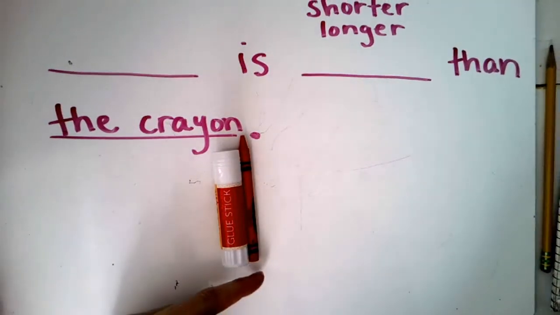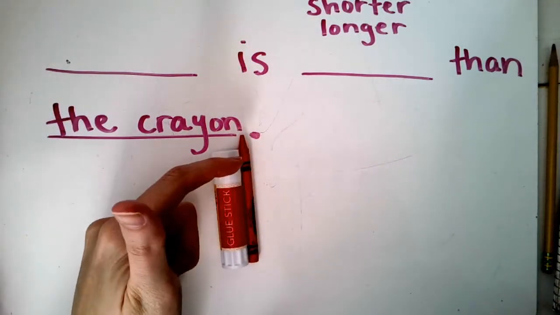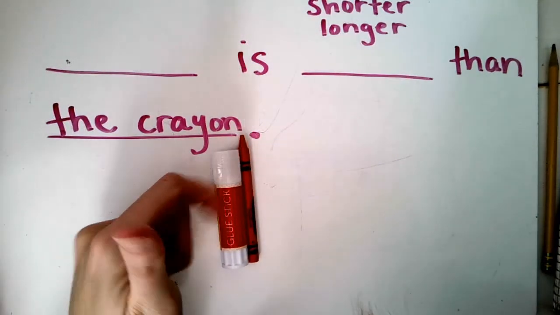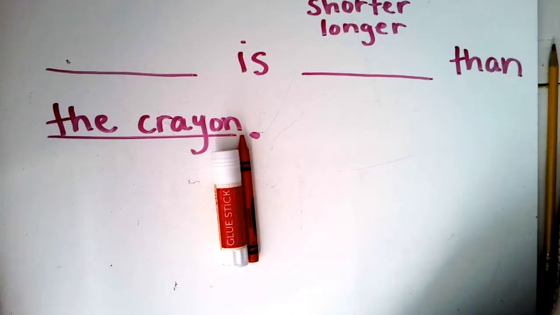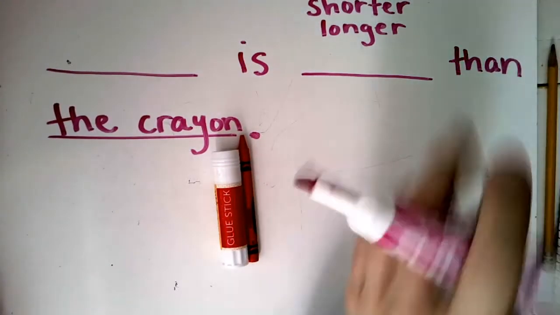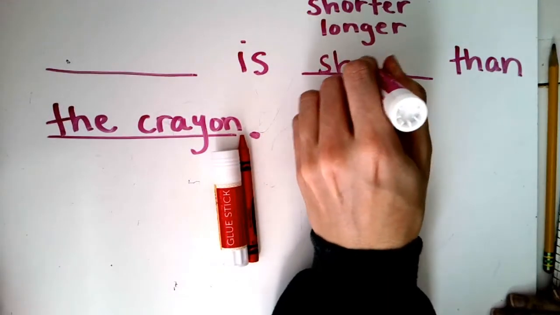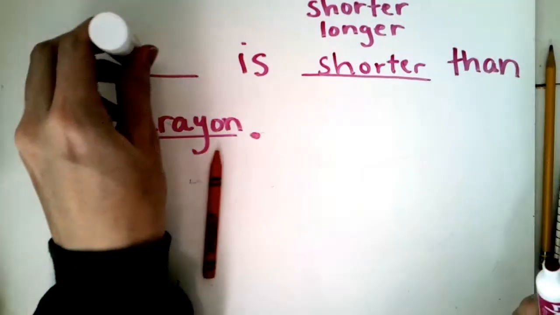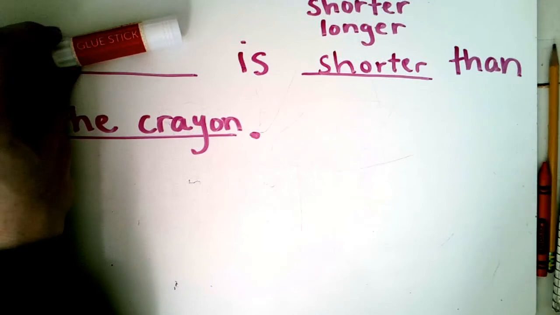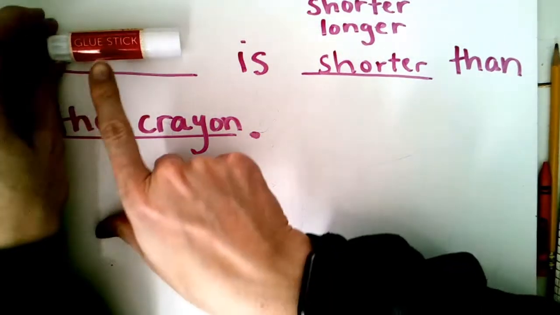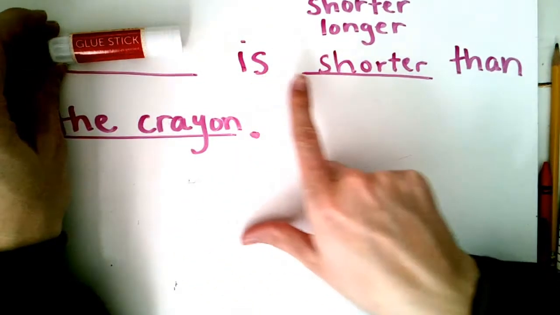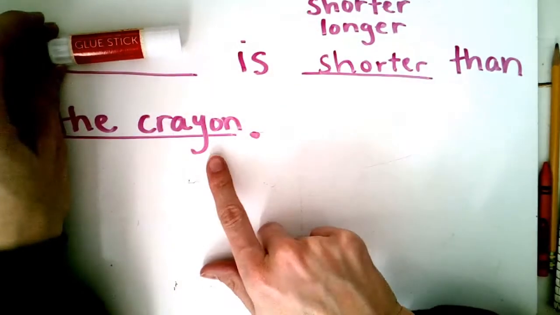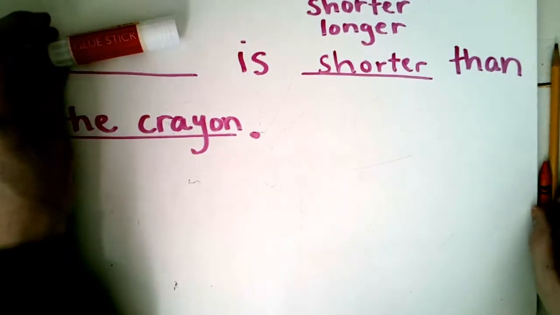Well, my endpoints are down here, and I notice that the glue stick stops before the crayon does. That tells me this glue stick is shorter than. Okay, I'm going to put my glue stick right here so you can read with me. Here we go. The glue stick is shorter than the crayon. Good work.